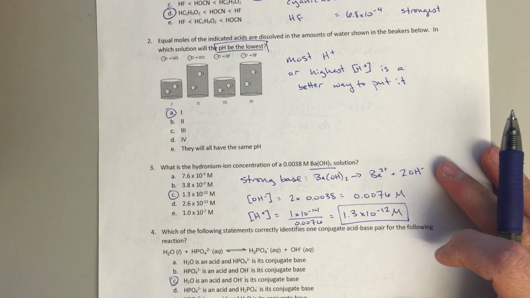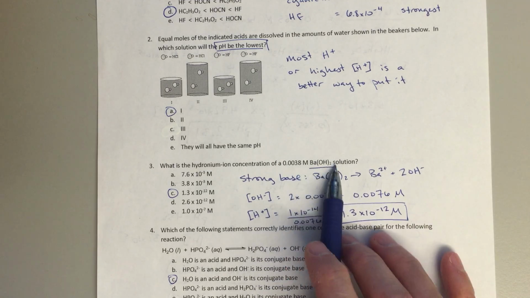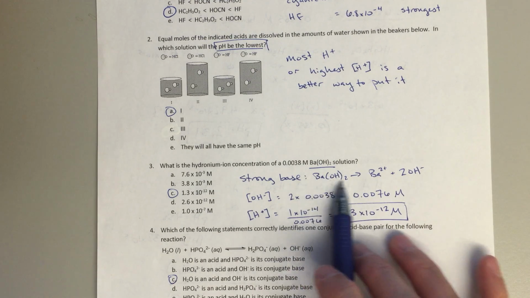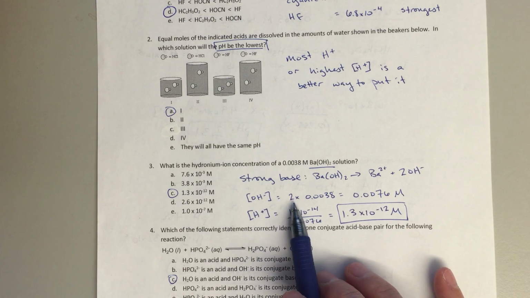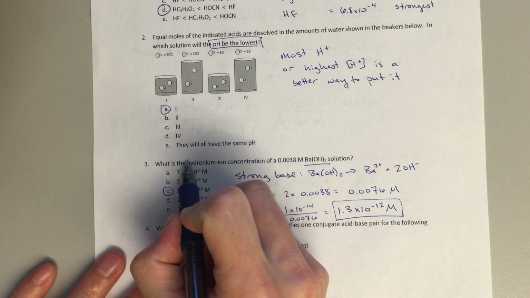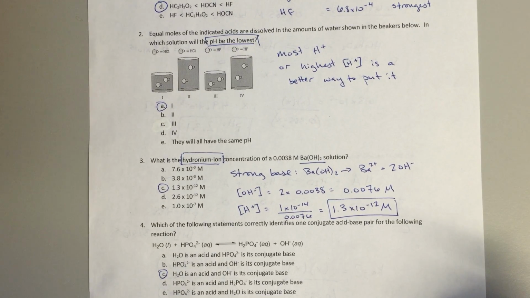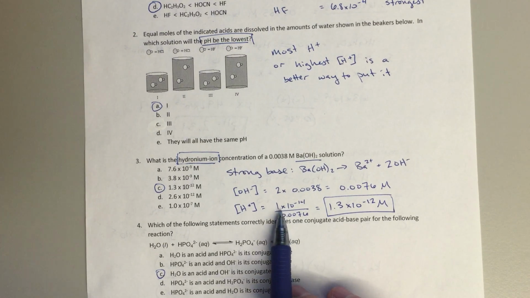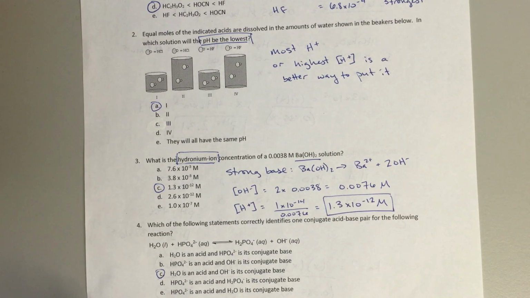For number 3, 2 common mistakes I think people made was not taking into account the fact that this is a 1 to 2 molar ratio here between the barium hydroxide, and 2 moles of OH minus will be given off. So to find the concentration of OH minus, that's 2 times 0.0038 or 0.0076. The other problem that people ran into is that the question is asking for hydronium ion concentration, not hydroxide ion concentration. So to find hydronium ion concentration, I can take 1 times 10 to the minus 14th divided by 0.0076. That gives me my hydronium ion concentration.